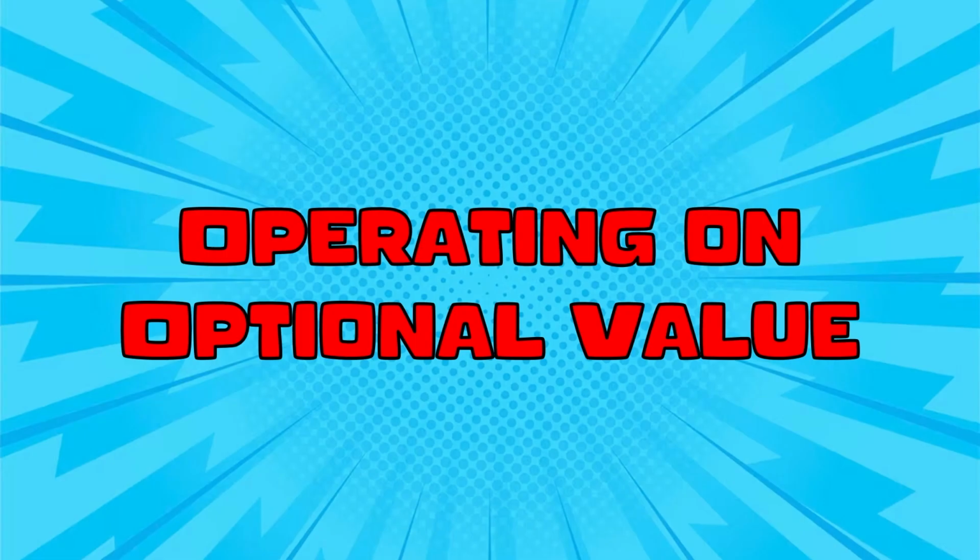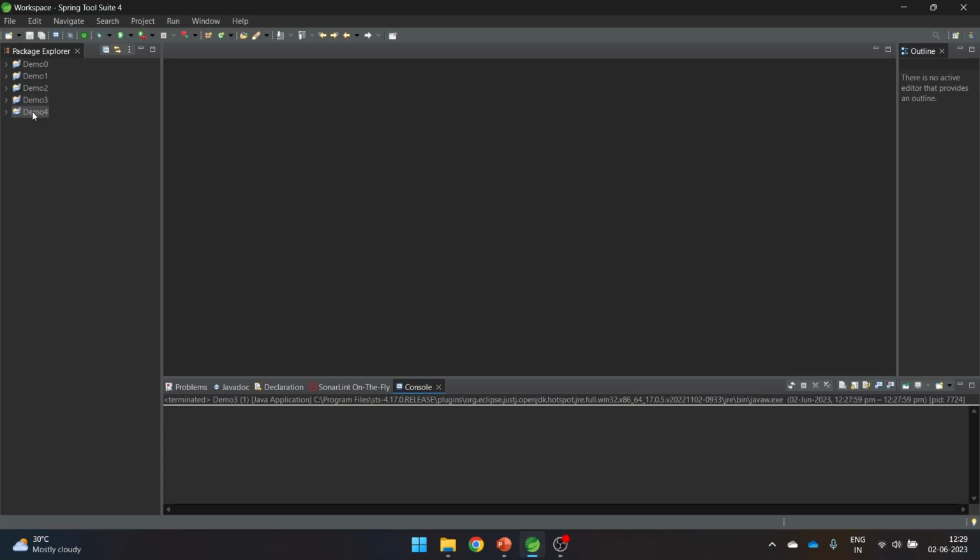So now that we know how to generate an optional value, how to fetch an optional value, and how to see whether the optional value exists or not, let's try to see the various kinds of operations which we can perform on these optional values. And yes, there are too many operations. Let's try to learn them. So here we are with demo 4, and let's see what all we have here.